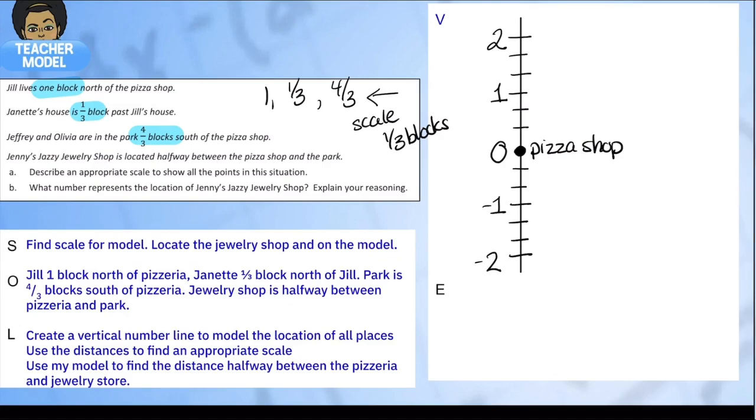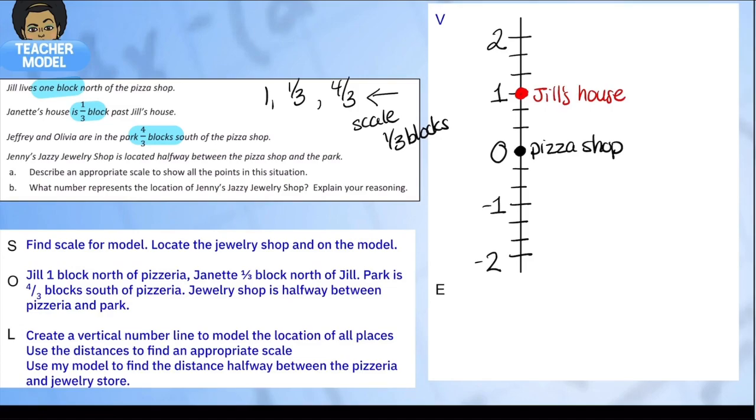The first one is, let's start with Jill's house, and she's 1 block north. So important distinction. She's not just one of these units. I have to go all the way to 1. That's her distance. So let's put that in. Here's Jill's house. And I would note that as just +1.